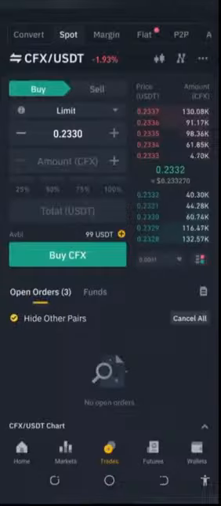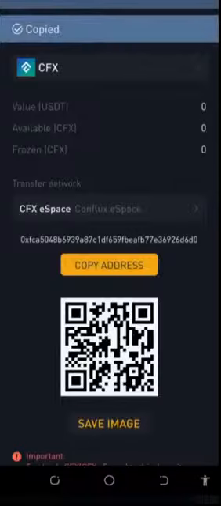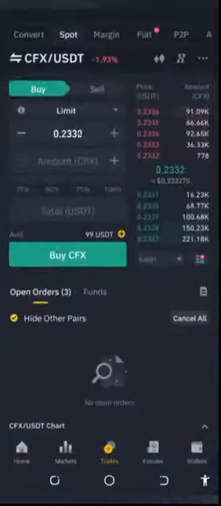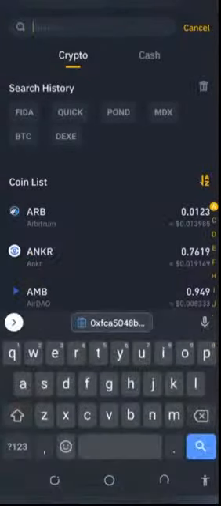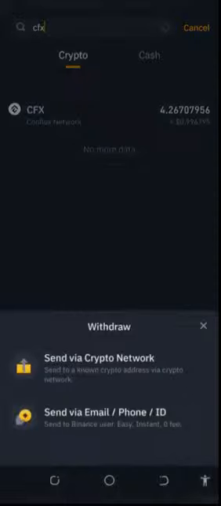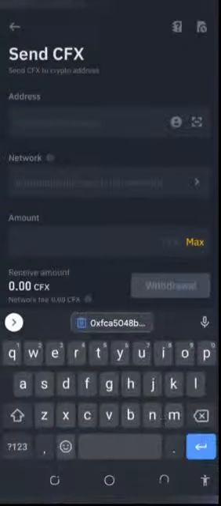Next, we have to go and get the withdrawal address. It's currently CFX eSpace. So we're just testing this out. If this works, keep your fingers crossed, we're coming back to do this trade live. Okay, so let's copy it, and then we will go back and withdraw. We check on our CFX. We just have 4.26. Let's click on that, and then let's put the address here.